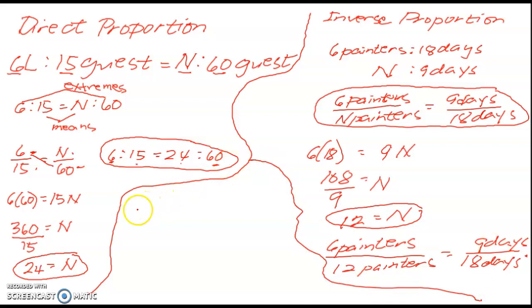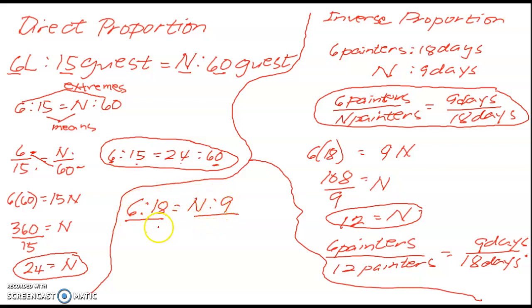Like for example, gagawin ninyong 6 painters for 18 days equals n painters for 9 days. So, hindi ko siya ini-inverse. Ganun pa rin ang ginawa ko, just like what I did in the direct proportion. Ang gagawin lang, you have to multiply the terms. Ito ang multiply natin. We will not multiply the means at saka extremes.